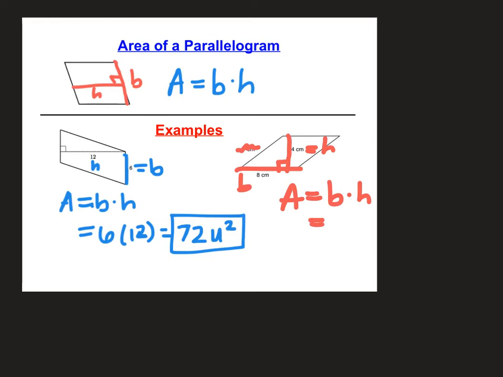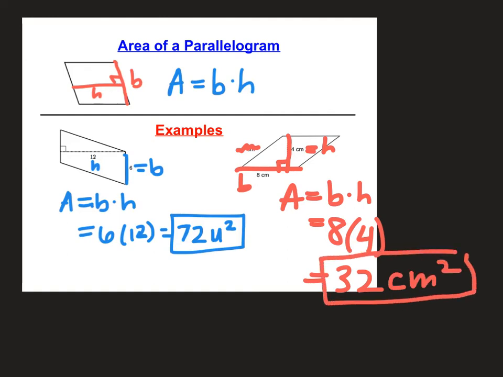We're going to plug it in, so we're going to do 8 times 4. When I do 8 times 4, I get 32. Again, my units are centimeters, so it's going to be 32 centimeters squared. And that shall be your final answer for your parallelograms. Again, same formula, just make sure that you're using your base and then the line that's perpendicular to it.